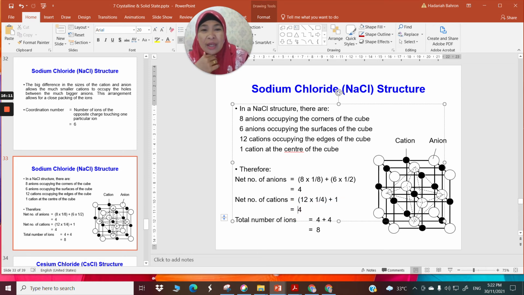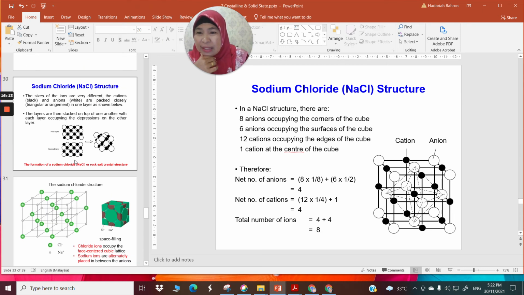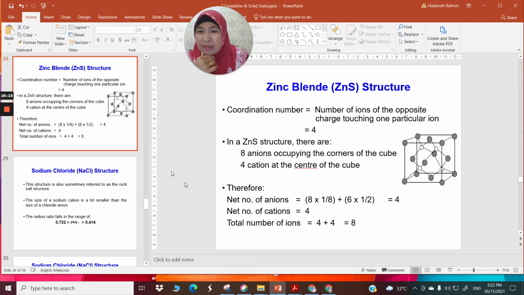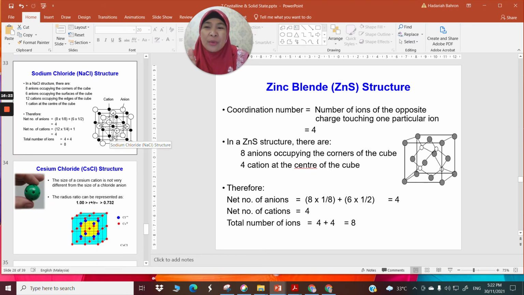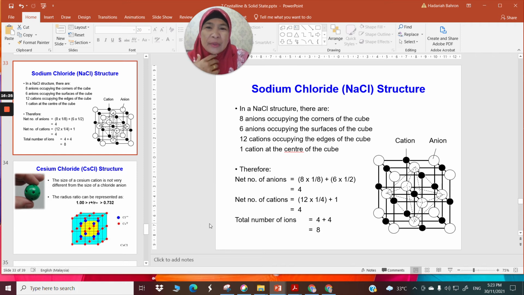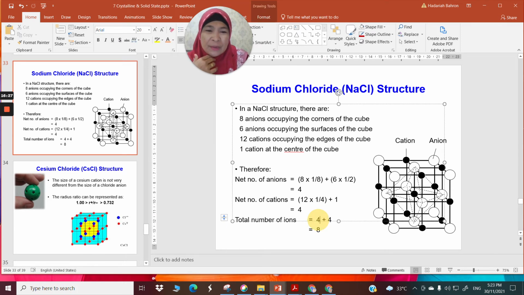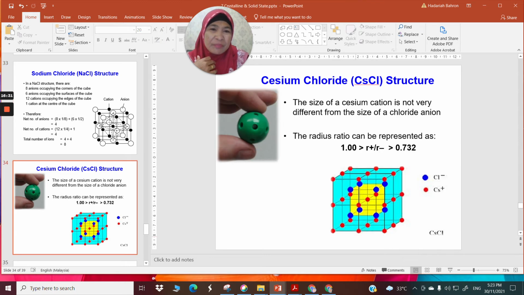Same with your cesium chloride just now. It's also 4 with 4. No, not cesium chloride, zinc blende, 4 with 4. Yeah, so still a 1 to 1 ratio. So the total number of ions is 4 cations and 4 anions, making 8 ions altogether.